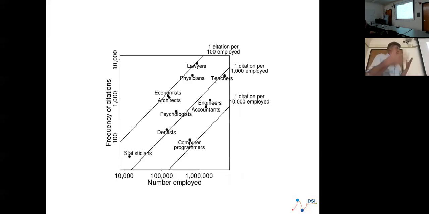So this is our way. This is just one plot, one interpretation, one mapping of that table over into a plot. So there's your statisticians, number employed very small, number of citations very small here, the computer programmers. They're not quite below, as somebody yelled. They're still low, but they're in a different quadrant, if you will, because Andrew's added in these lines, which actually help you demarcate probably one citation per 100, per 1,000, per 10,000.